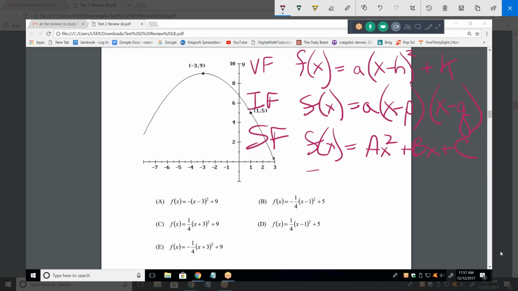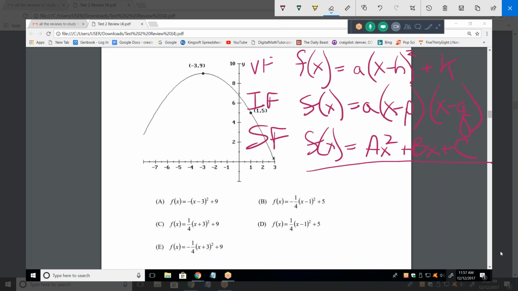Everything we've dealt with so far tends to be in standard format. And when it's in standard format, that's where you use the minus b over 2a to figure out the x-coordinate of the vertex. Well, when it's in vertex format, you don't have to do any math at all. You're staring at it.